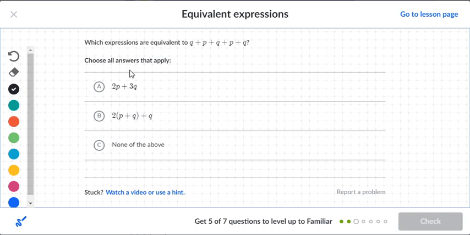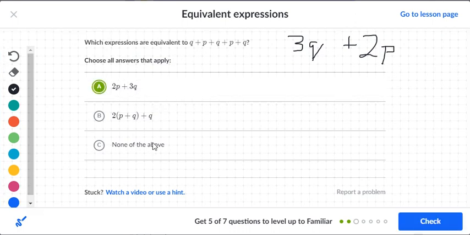Let's look at the next one. Which expression is equivalent? Right here we have 1, 2, 3. You can see that there's 3 Q's there, and you can count that out. Now you have 2 letter P, so you have a 2 and then the letter P there. Now it says choose all answers that apply. So this right here is correct. Even though it's switched around, that's okay because the 3Q is positive and the 2P is positive, so that's fine. So A would be a choice.